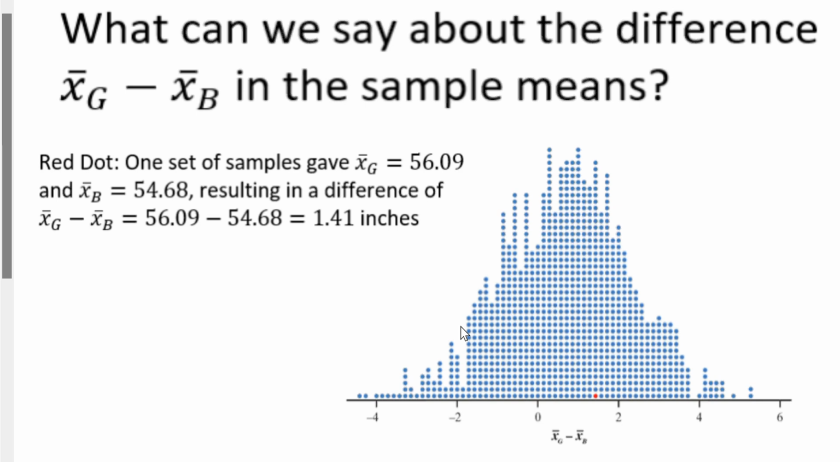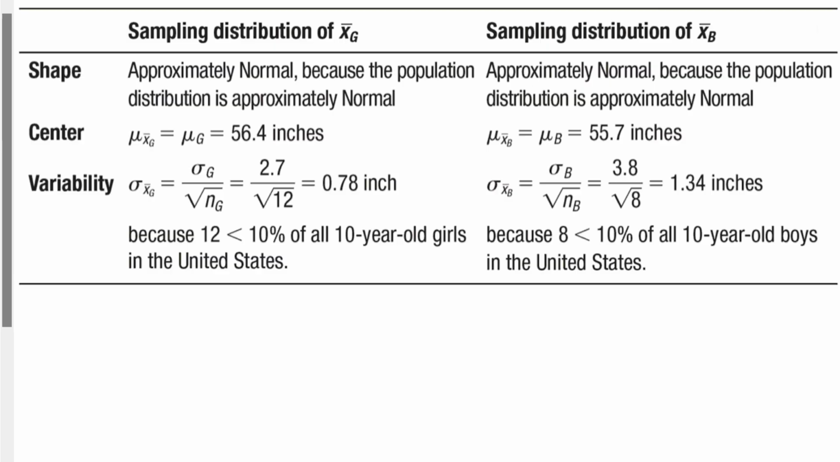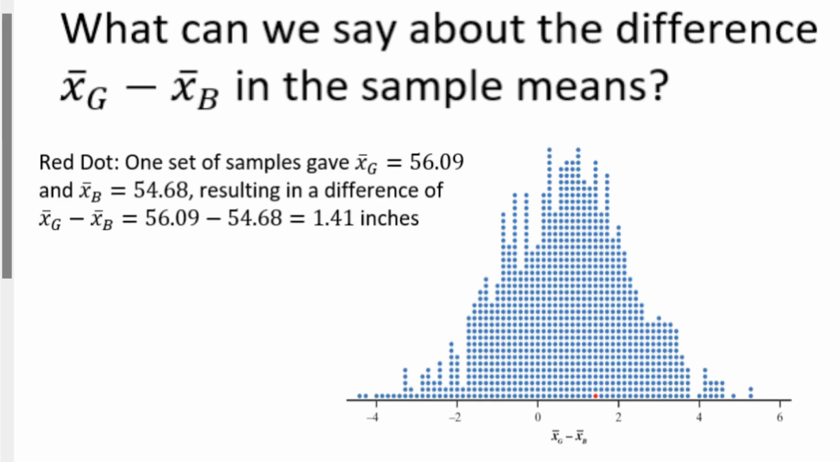resulting in a mean difference of 1.14. Now, if you think about it, if we go back to our averages, 56.4 and 55.7, that's, what is that, 0.7 inches? So on average, girls should be about 0.7 inches taller than boys. And if you look on this dot plot, where the center of it is, it's somewhere in here, which is probably around a little bit less than 1. It's probably at that 0.7 inches.